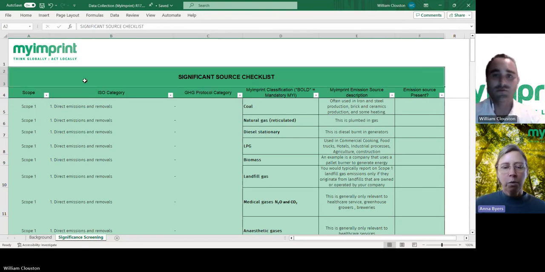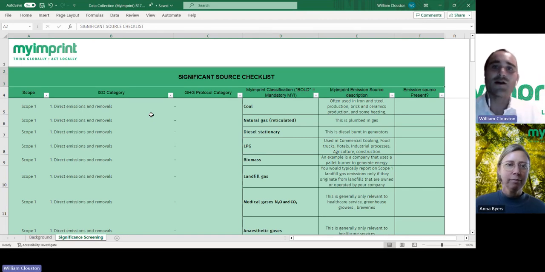So what we're looking at is the different emission sources and whether they may or may not be present. Now, if you don't know all this information off the top of your head, you might need to contact other people in your organisation, some of the ground staff and facilities, or even accounts, to find out whether you do actually have this potential emission source. So we'll take you through this part of the spreadsheet now.